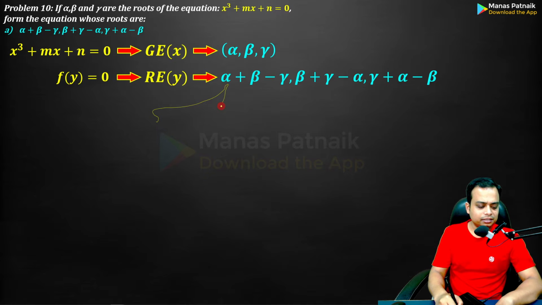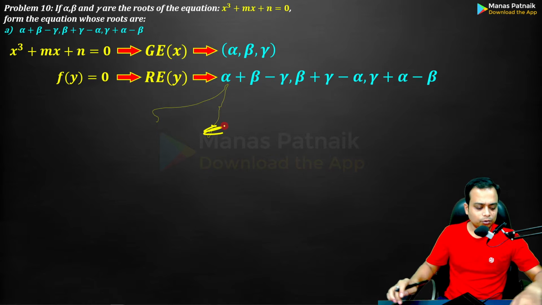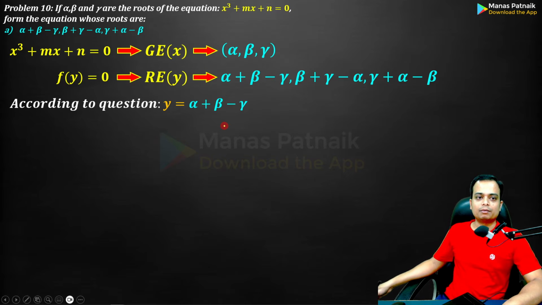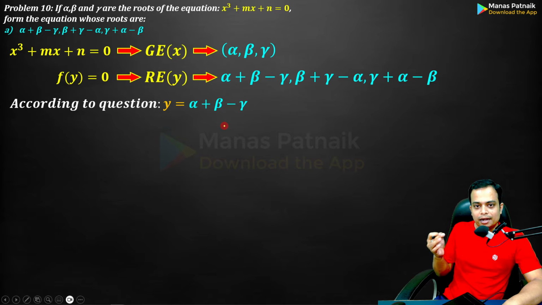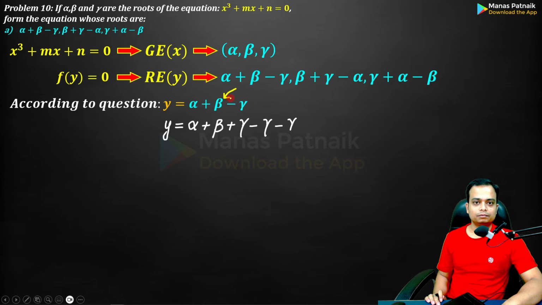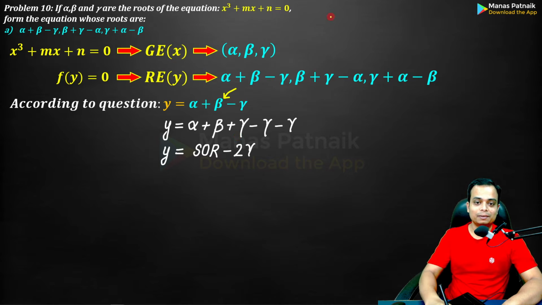Let us start by saying simply that Y is equal to alpha plus beta minus gamma. Can I do that? Yes, sir. Add gamma and subtract gamma over here. Add and subtract. Wonderful. Sir, sum of the roots, that is SOR. This is how I have written all of these things.